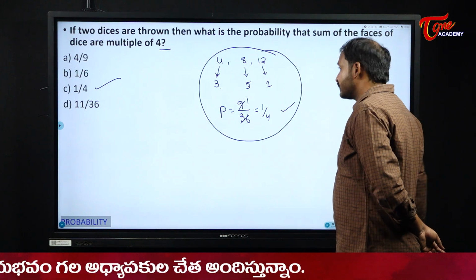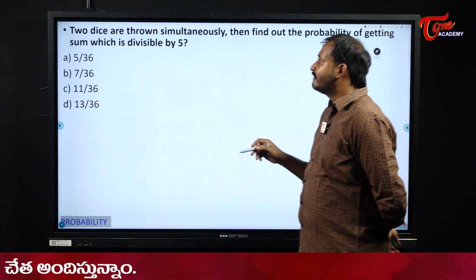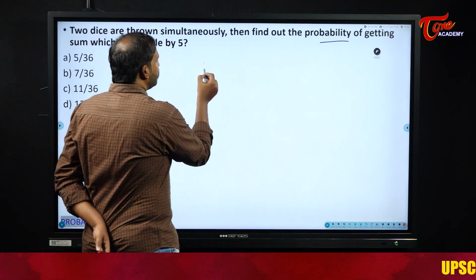Okay, next. 2 dice are thrown simultaneously, then find out the probability of getting a sum which is divisible by 5. Similar to that one only. So what will you get? 5 or 10.